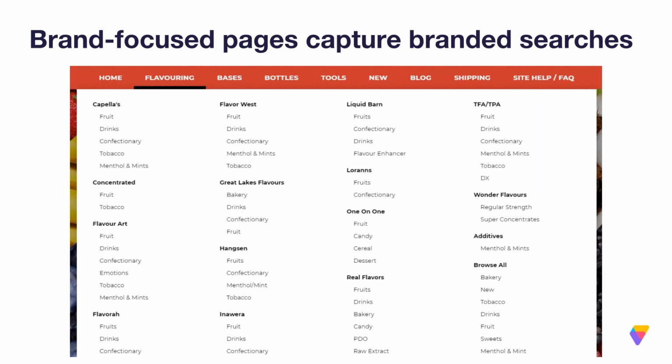So here's an e-cigarette website. And as you can see at the top, that flavoring category is divided into main branded categories. That's the bold text, the Capellas, Flavor West, Liquid Barn. And within each of those, you've got the flavor subcategories. So each of these will click through to a landing page where you optimize specifically for that term. And this means there's a lot of opportunity for optimization using really specific keywords.